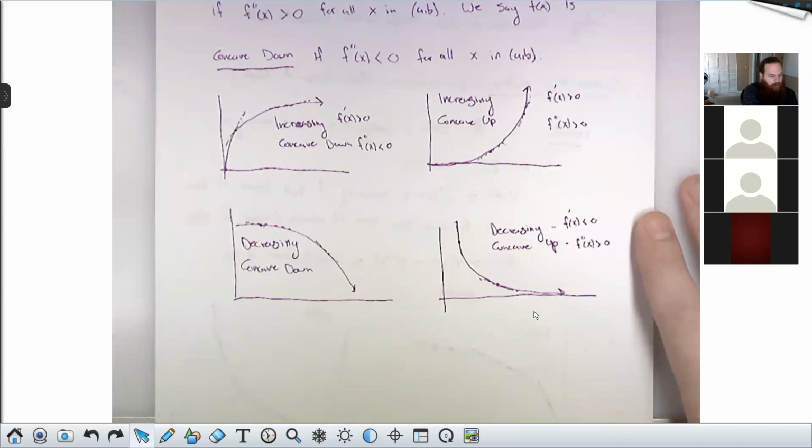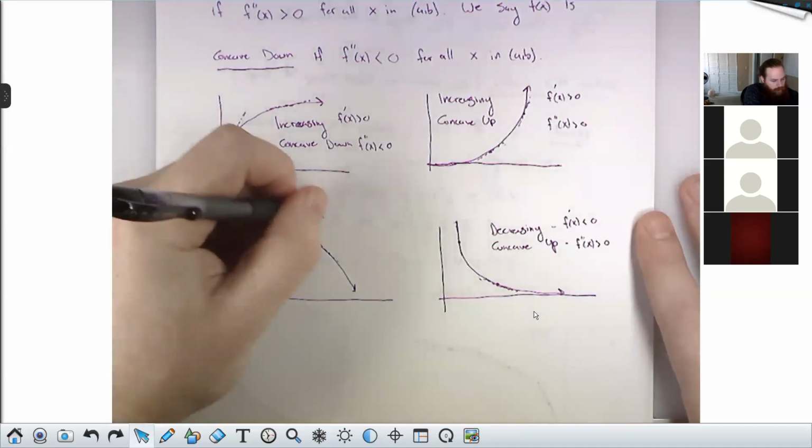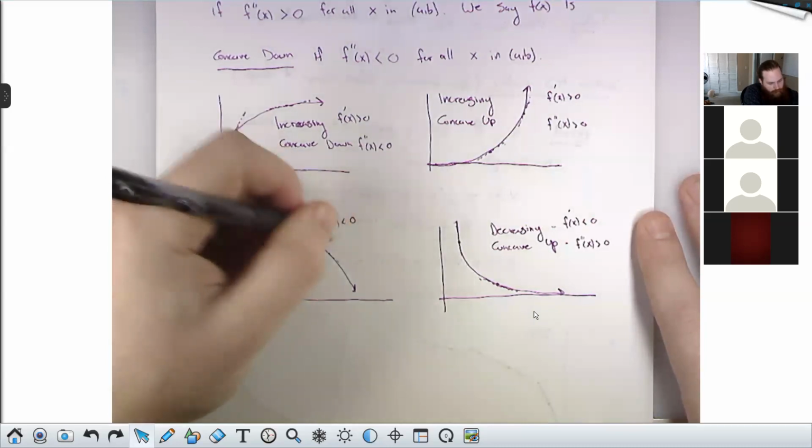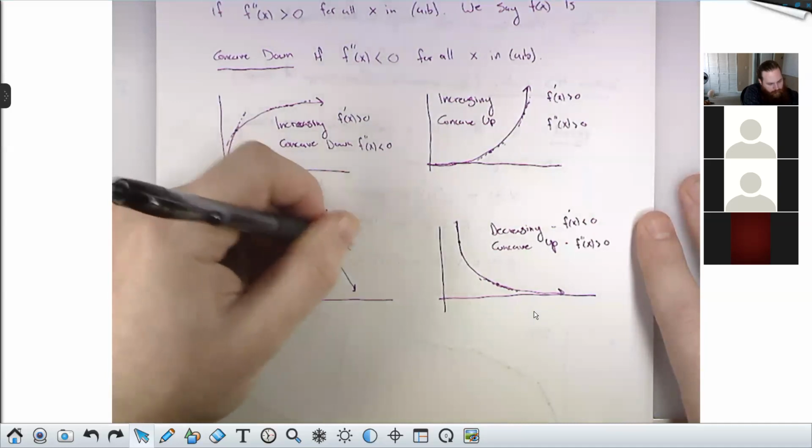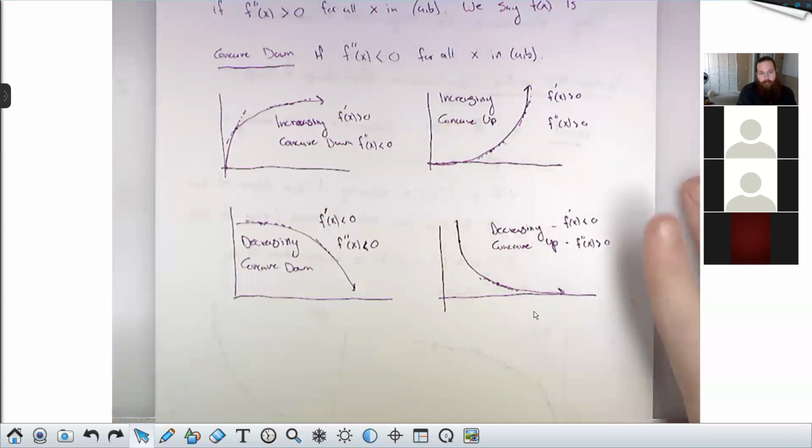I have a question. Sure. The 4th graph doesn't really look like what you said about holding the water. So I still am confused about how that would be concave up.